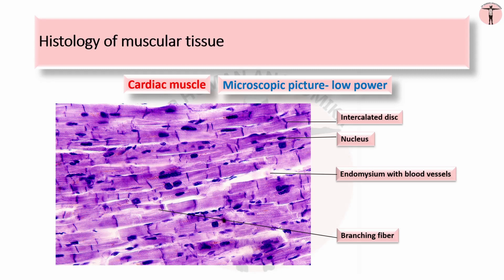So with this, we have completed the histology of cardiac muscle, which includes the specific features, structure of the intercalated disc, and the dyad, and the features observed in the photographs of the histological sections of cardiac muscle. In the next session, we will discuss the histology of smooth muscle.